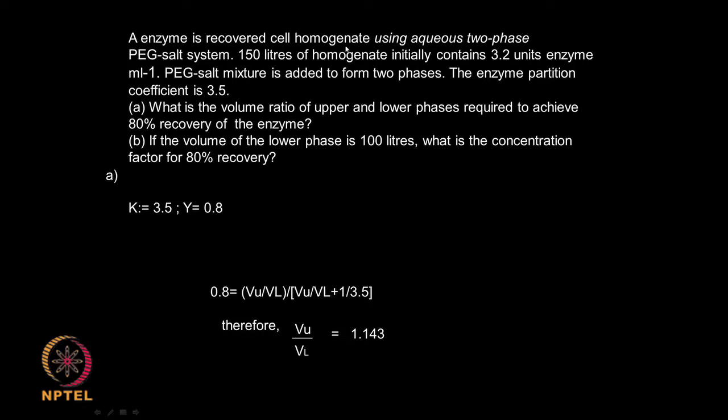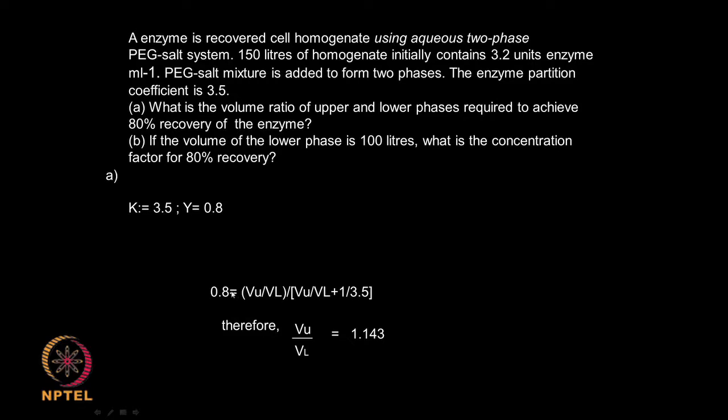Enzyme is recovered using aqueous two-phase. I am using 150 liters of homogenate initially, which contains 3 units of enzyme. PEG salt mixture is added to form two phases. Then the enzyme partition coefficient is 3.5. So, K is 3.5. Yield is 80%. What is the volume ratio of upper to lower to achieve 80% yield? So, yield is 80%. K is 3.5.